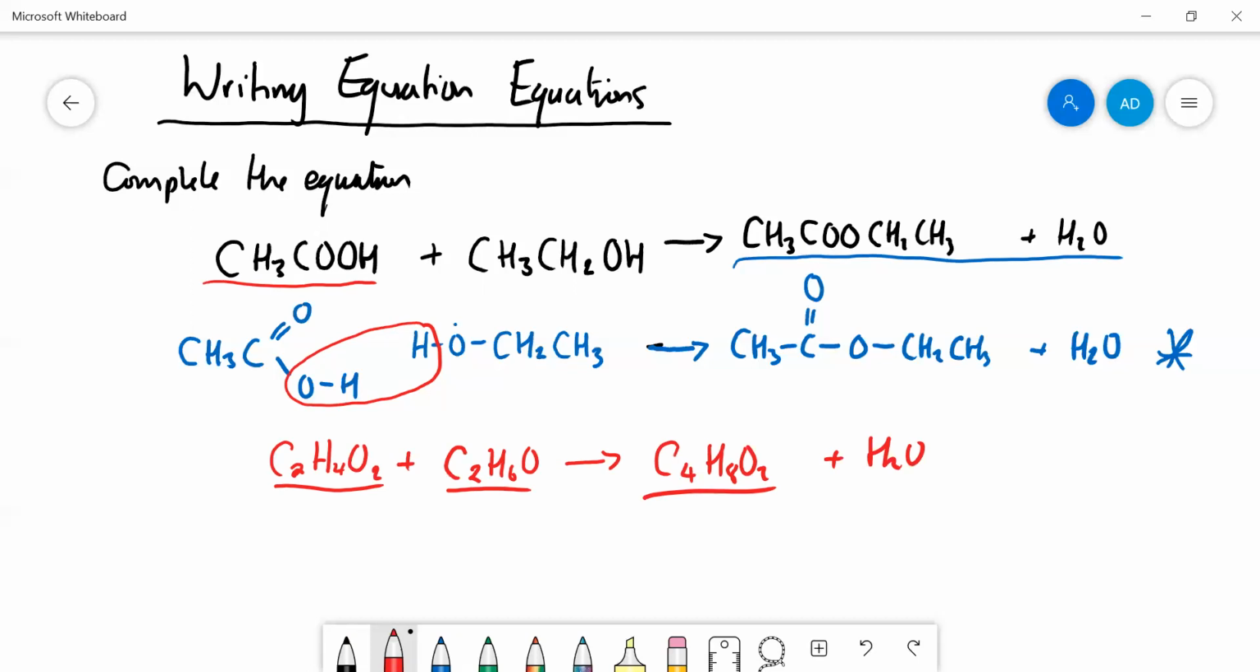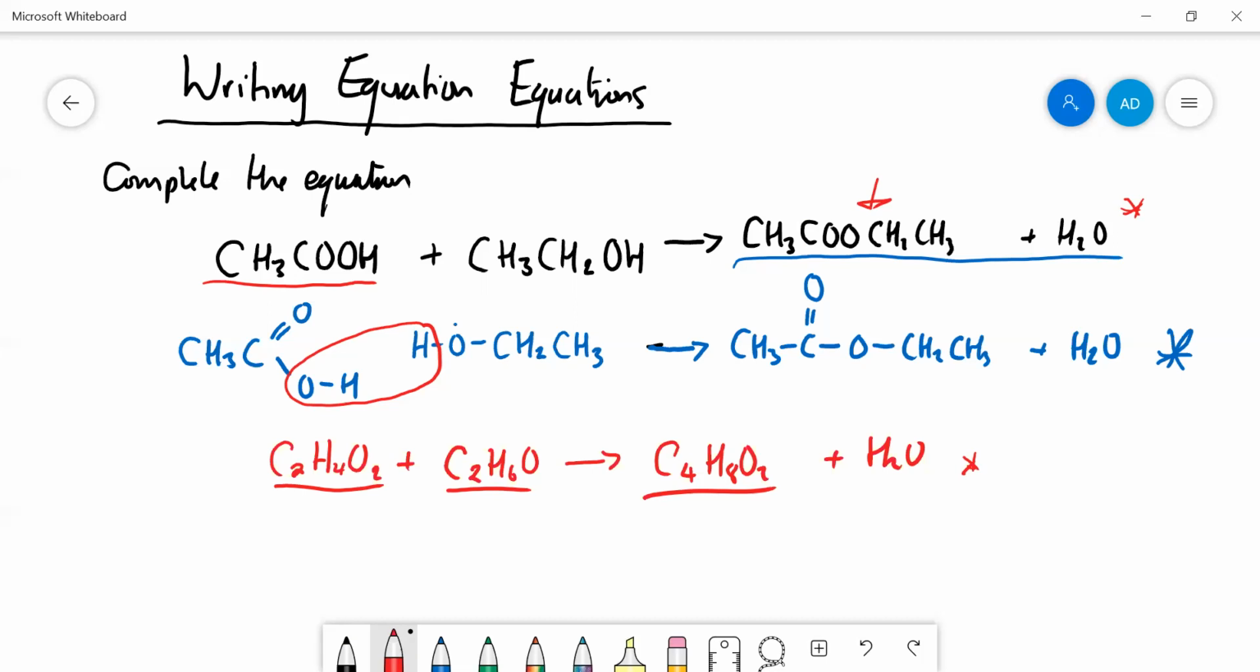You want it in that form. Okay, not the displayed form or the semi-displayed form, not just the molecular formula form. You want it as this black line. That's the one that you want.